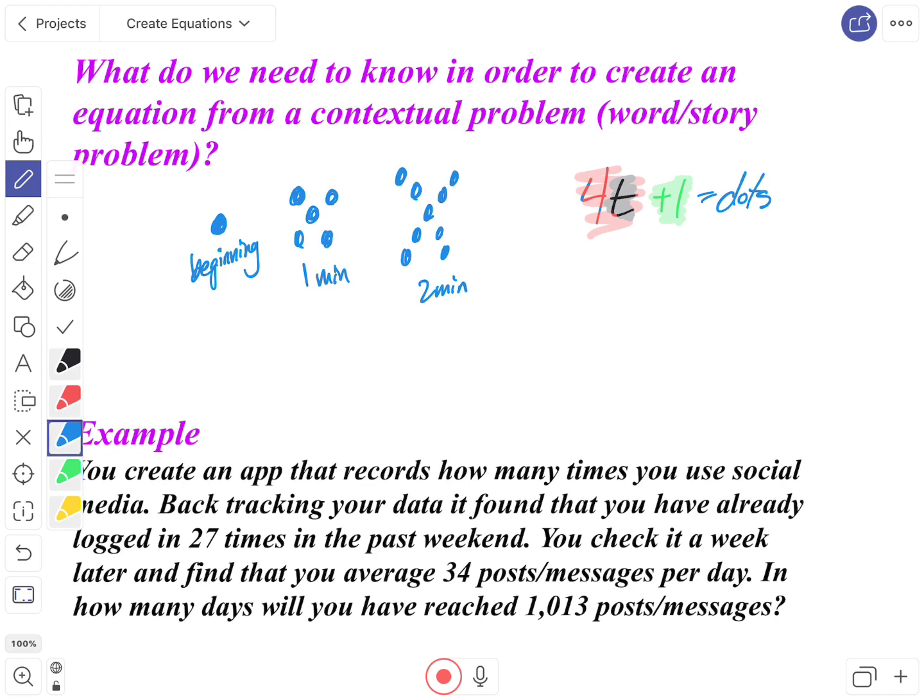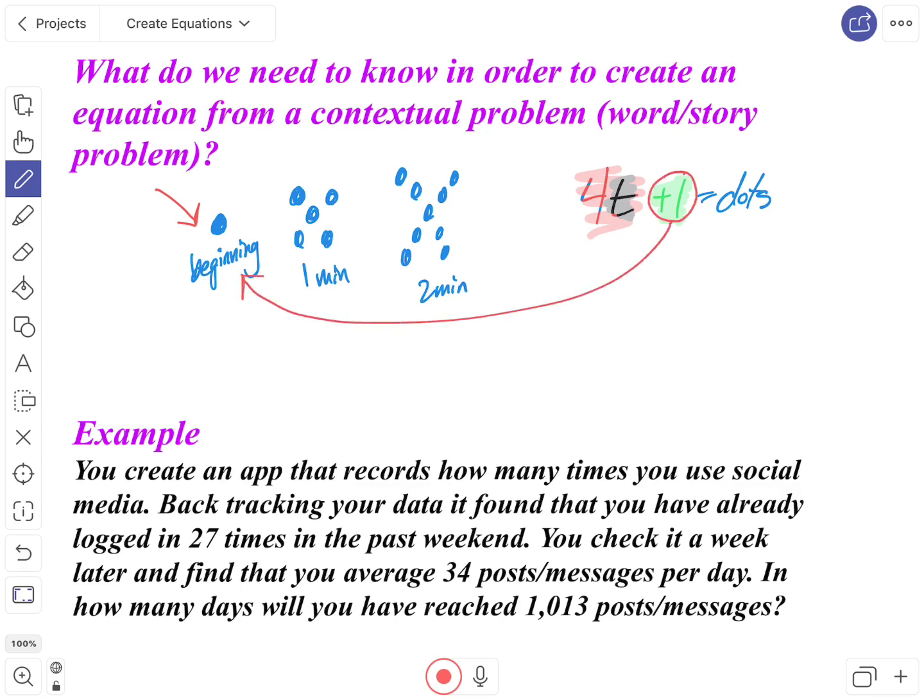Okay, so if we think about that again, we looked at the beginning, that was represented by that plus 1, wasn't it? Then each arm received a dot every minute, didn't they? And there were 4 arms, which represents the 4, and then depending on how many minutes there were, that many dots on each arm, right? So that's how it connected to the t.